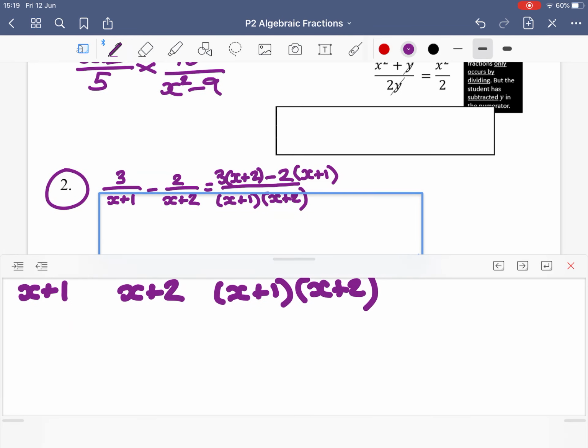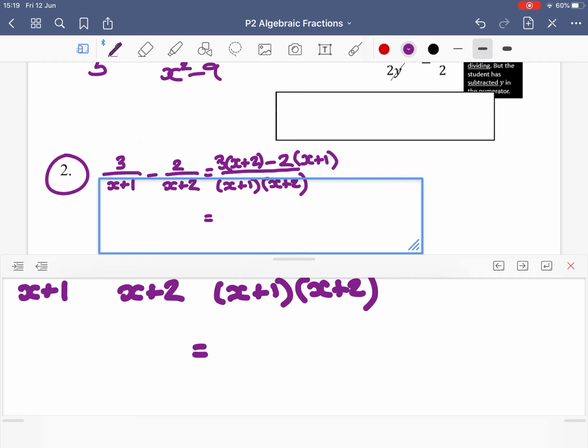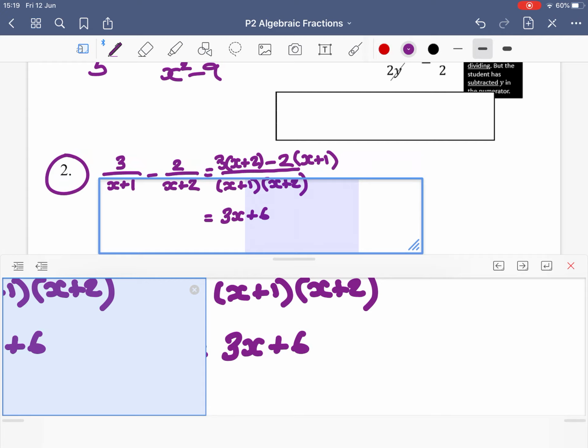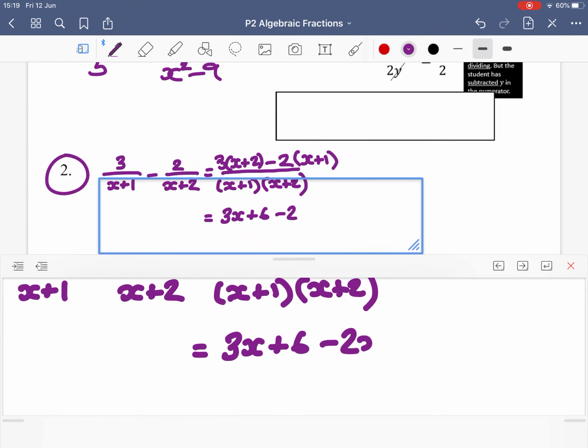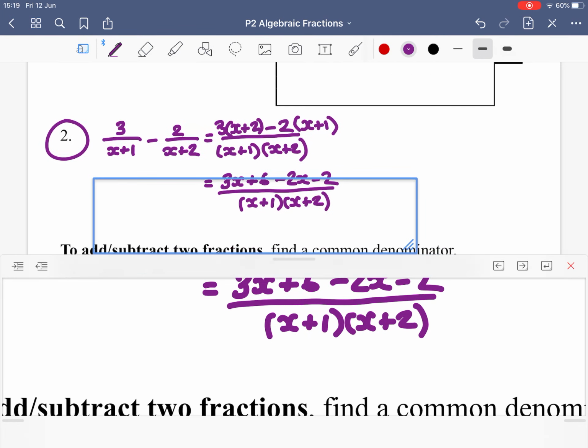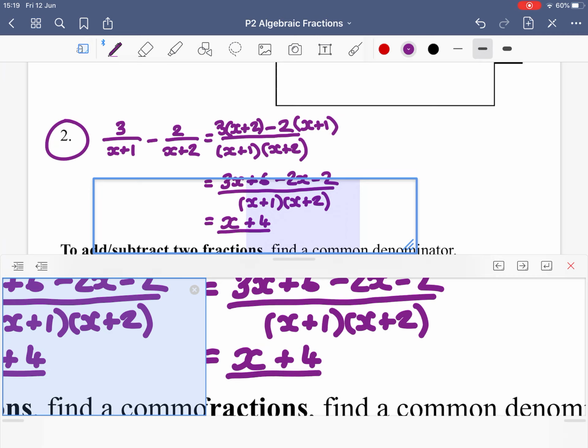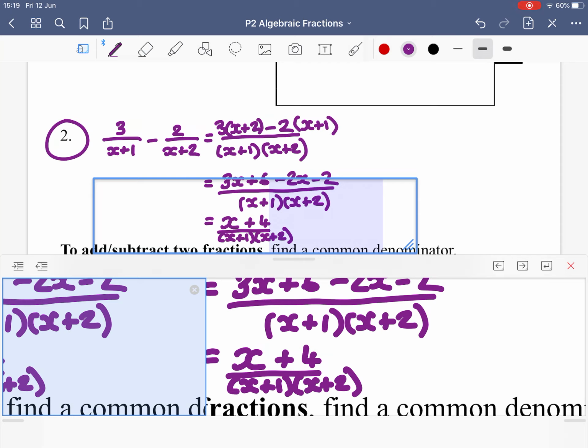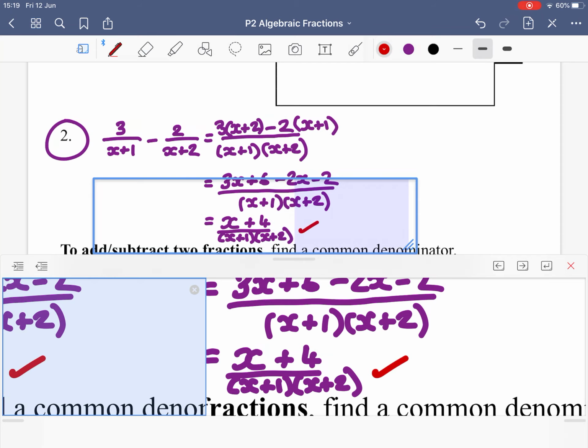And that gives me, let's expand the top out, so 3x plus 6 minus 2x minus 2, be careful there, over... not going to expand the bottom because why would I? It just makes it more complex, which gives me, oh look, I've nearly got enough room. 3x minus 2x is 1x plus 4 over x plus 1, x plus 2. I think next time I'll just get a page because that does seem to be a little bit squidged.